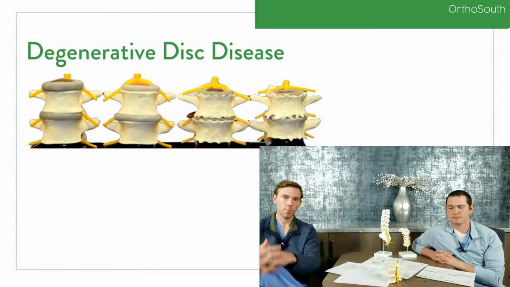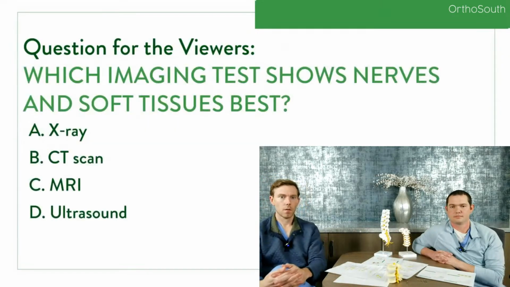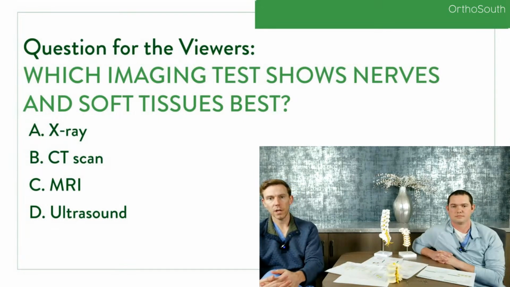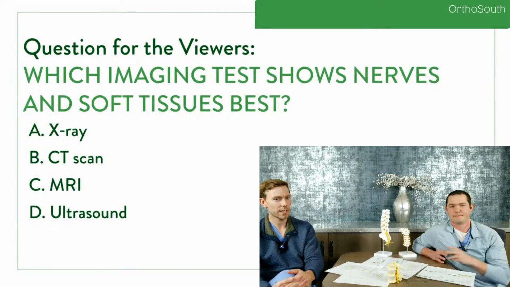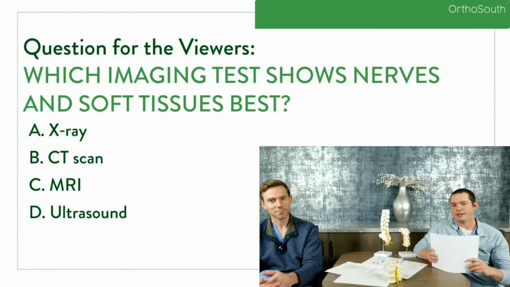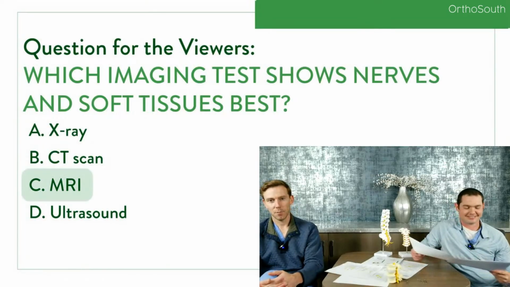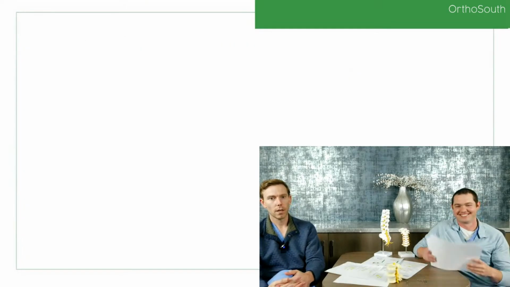So let's move on to the next. This is a good one. This is something that comes up a lot as well. Which imaging test shows nerves and soft tissues the best? Bill, what's your answer? MRI. That's my guess. MRI.